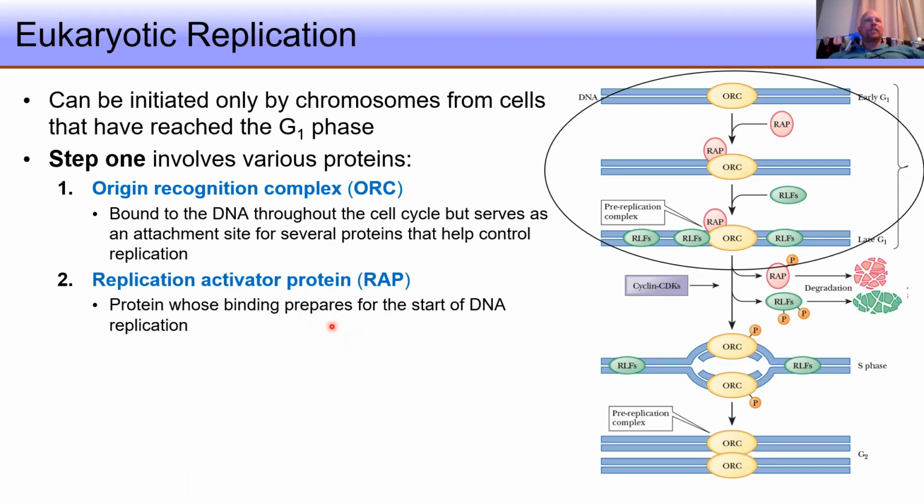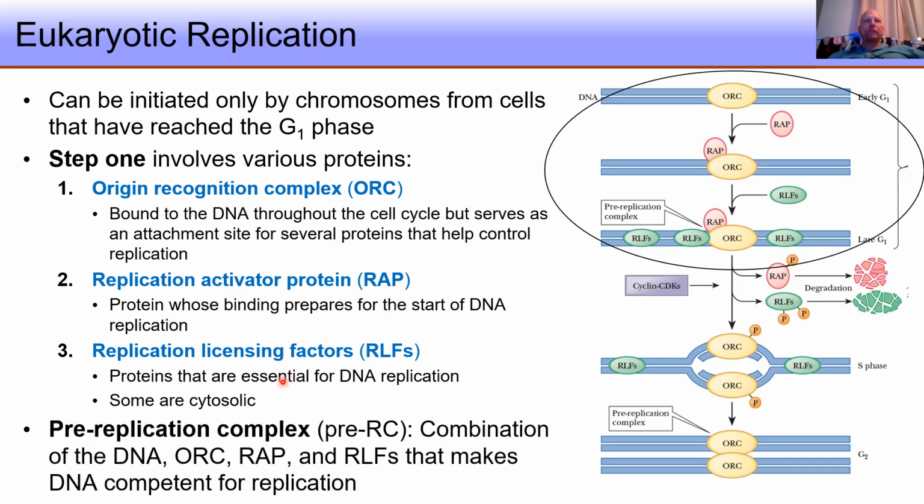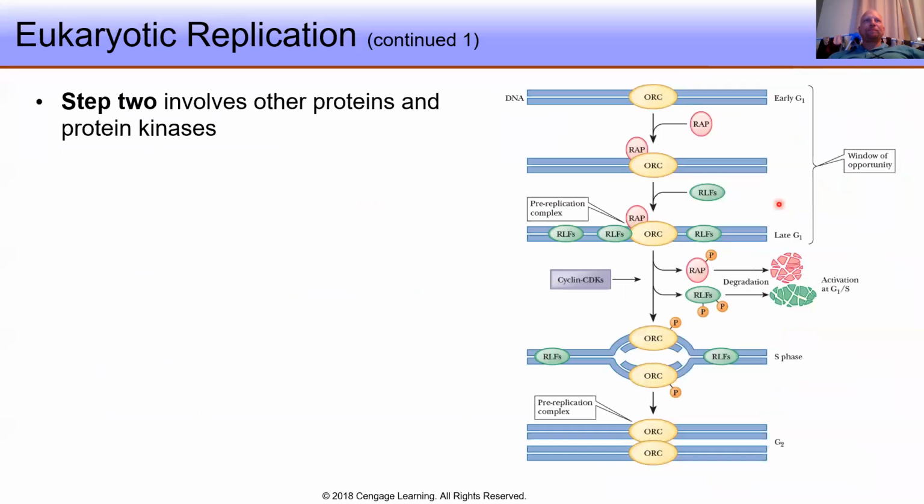of DNA replication. And thirdly, we have replication licensing factors, proteins that are essential for DNA replication, and many of them are cytosolic. And they all come together to form a pre-replication complex, as shown here. And this makes the DNA ready for replication.